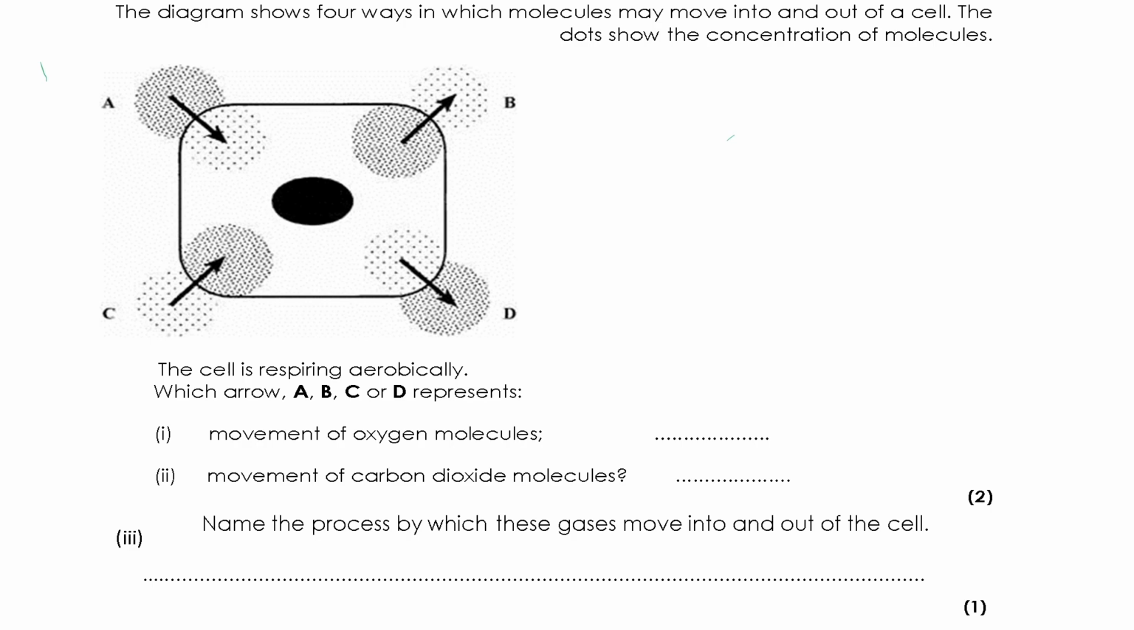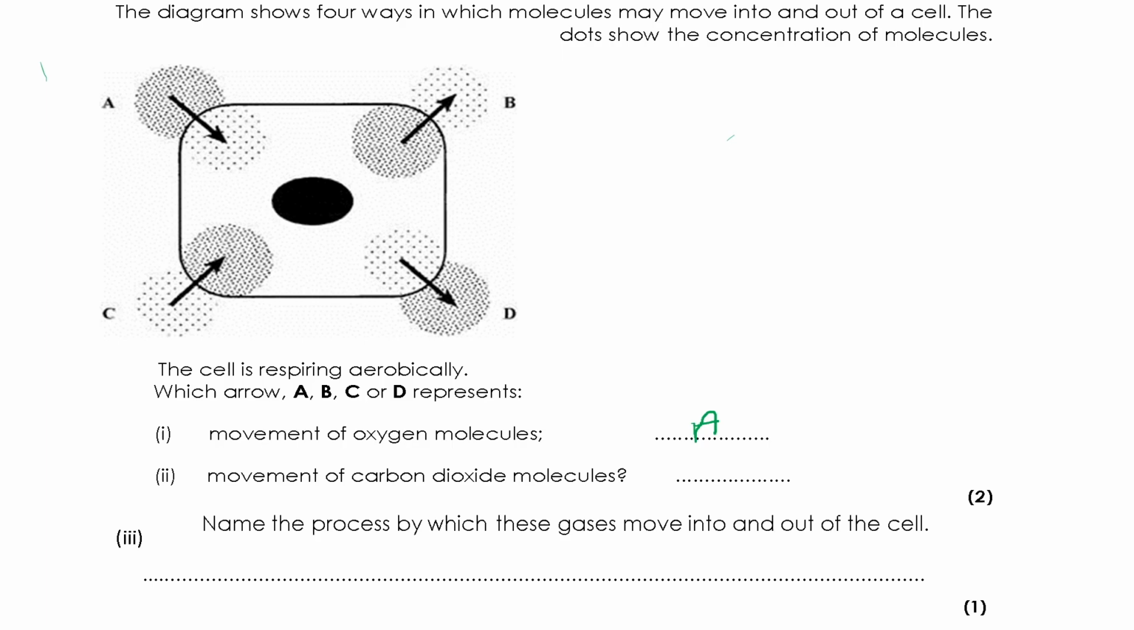So if we think about oxygen molecules during respiration, oxygen moves into cells. So we're looking at either A or C, but if we think of diffusion, we're looking for movement from an area of high concentration to low concentration, so that has to be A.